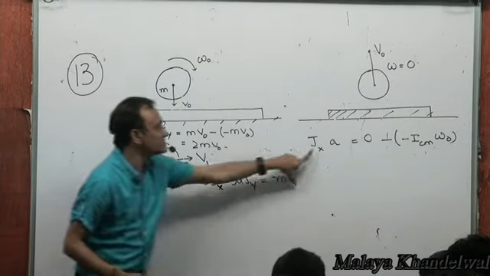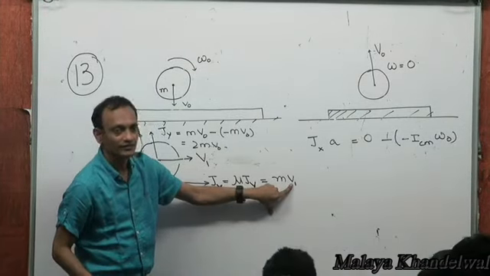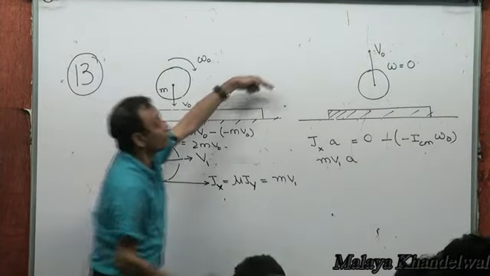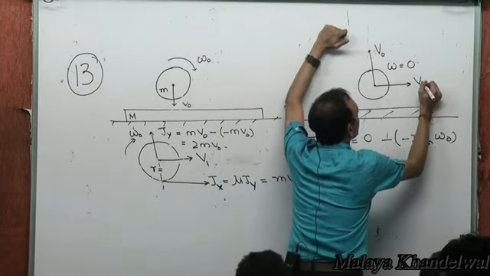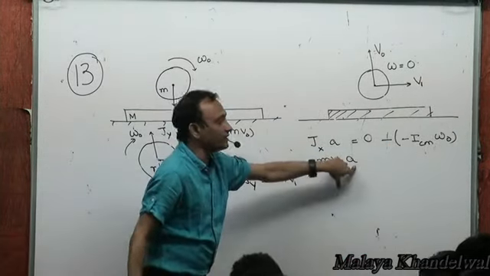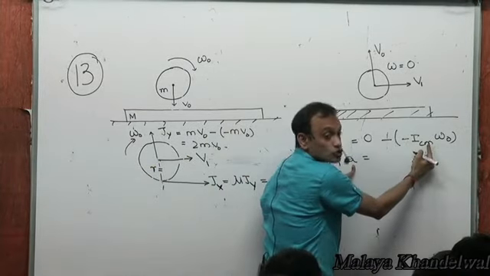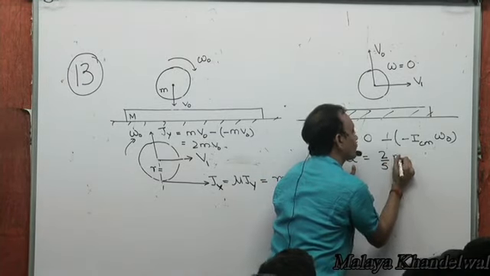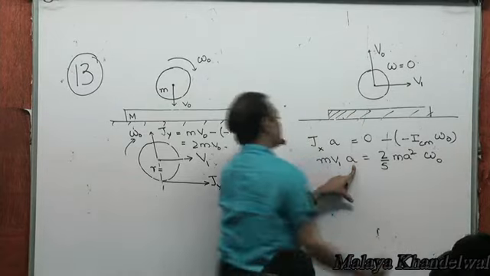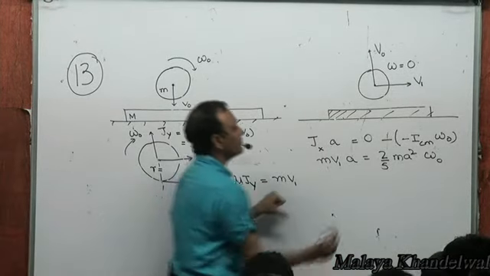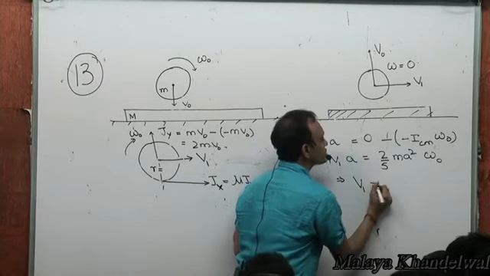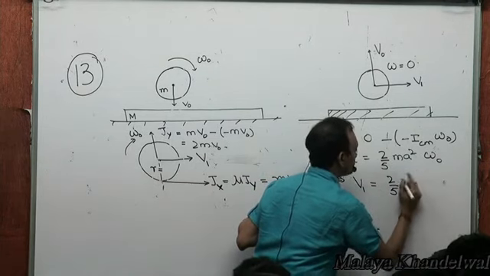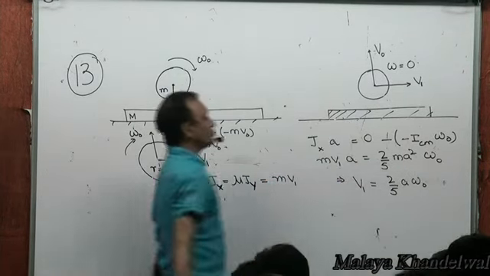Right? But this Jx could be written as m into v1, right? So I write this Jx as mv1 into a, where v1 is the horizontal velocity that this develops. mv1 into a is ICM, which is 2/5 m a squared for a sphere, into omega naught. Therefore, the horizontal velocity v1 turns out to be 2/5 a omega naught. Yes or no?